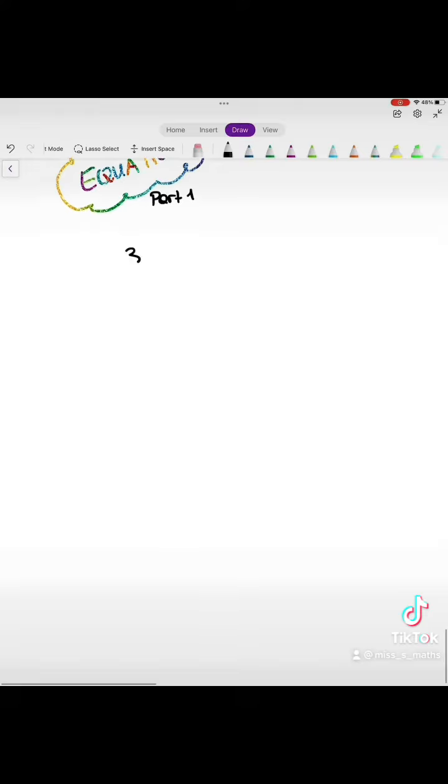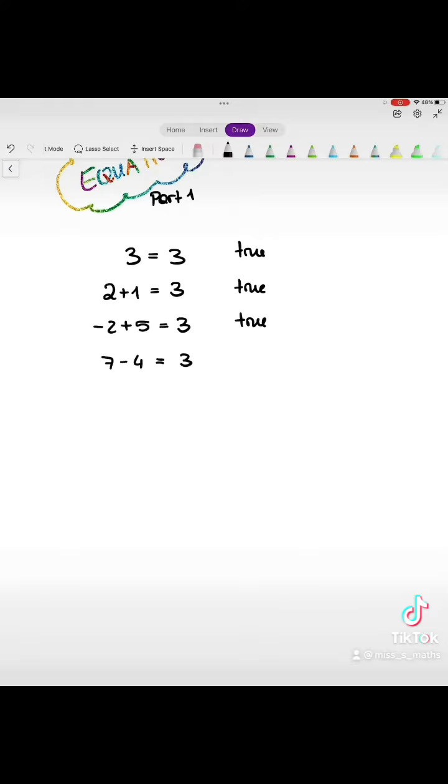This is part 1 on equations, and in this video we'll play around with a few number values. We know that 3 is 3, but we can also write out 3 as 2 plus 1, or minus 2 plus 5, or 7 minus 4. All of these would be true statements.